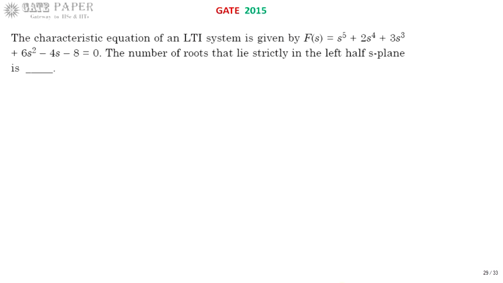So we are going to calculate the number of roots that lie strictly in the left half s plane, the number of poles that lie on the left half of the s plane. We should not even consider the poles on the j omega axis. Generally, from the characteristic equation we can calculate the number of poles on the right hand side of the s plane as well as the number of poles on the j omega axis, by using the Routh-Hurwitz criteria.